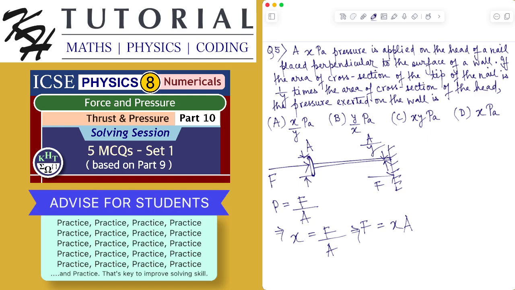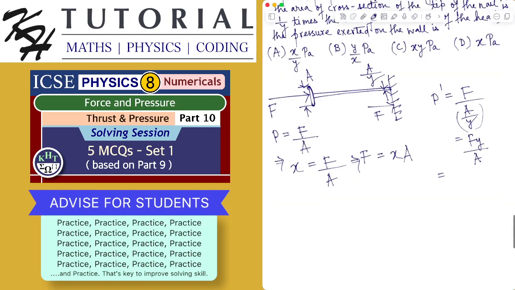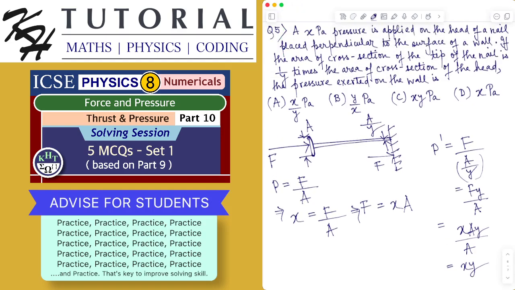So clearly the pressure exerted by the tip of the nail on the surface of the wall will be the force, which is the same, divided by the area of the tip, which is A by Y. This is Fy by A. And what is F? F we have found to be XA. XA Y by A is equal to XY. So the pressure exerted by the tip of the nail on the surface of the wall is XY Pascal. So the correct choice is C.